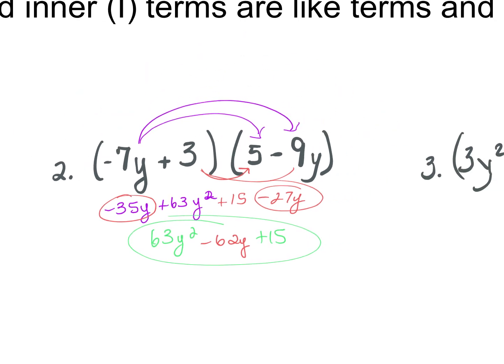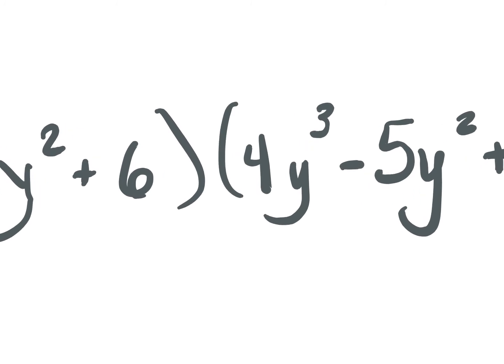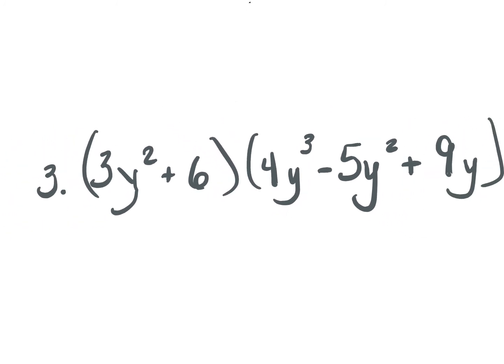Very good. All we're doing is just distributing. We're going to take 3y squared and multiply it to everything in that second parenthesis. And then we're going to take 6 and multiply it to everything in that second parenthesis and then combine like terms. Notice there is not a sign in between these two parentheses. That means we're going to multiply. That's how we know. So I'm going to take 3y squared times 4y cubed.